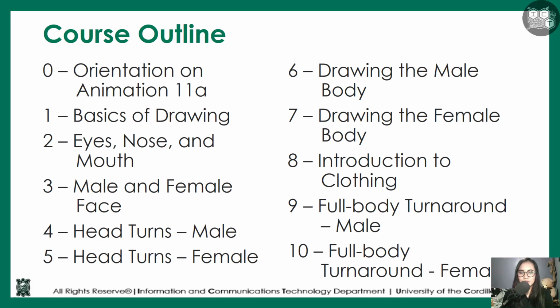For the course outline, we will be having 10 modules. Module 0 is more of an orientation. We have 5 modules per period. So one trimester is divided into midterms and finals. For midterms, we have here your modules 1 to 5.